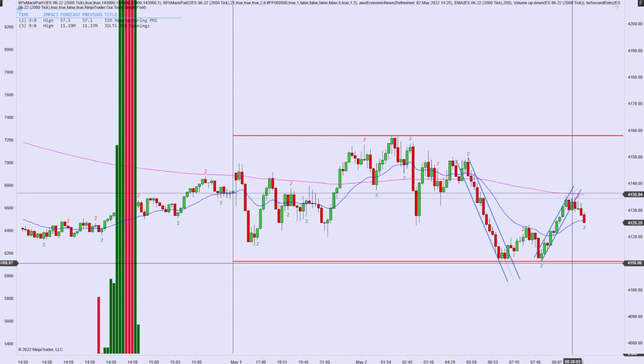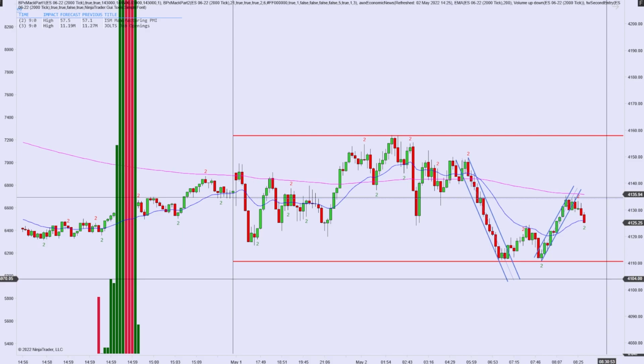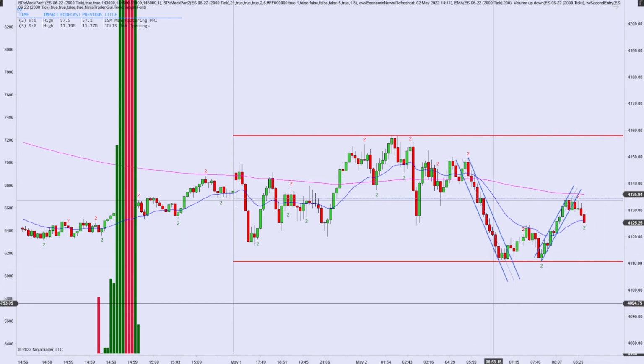Now, unfortunately for me today, I finished red. I didn't win all my trades. I unfortunately had three separate losses. And I'll go ahead and cover my trades.